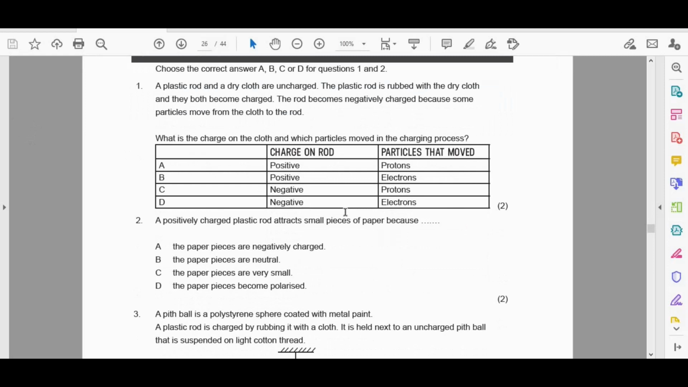If you look at number 2, a positively charged plastic rod attracts small pieces of paper, almost similar to the ruler and the hair, because if you rub the ruler on your hair and then put it over the page of your book, the paper will be attracted to the ruler. So similarly, the positively charged plastic rod attracts small pieces of paper because: A, the paper pieces are negatively charged; B, the paper pieces are neutral; C, the paper pieces are very small; and D, the paper pieces become polarized.